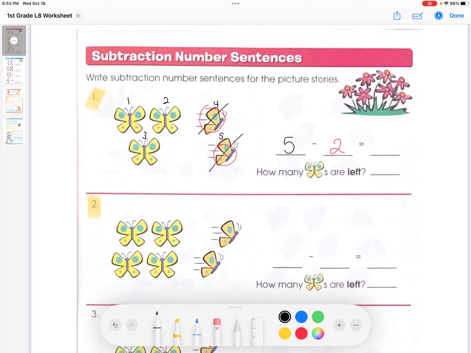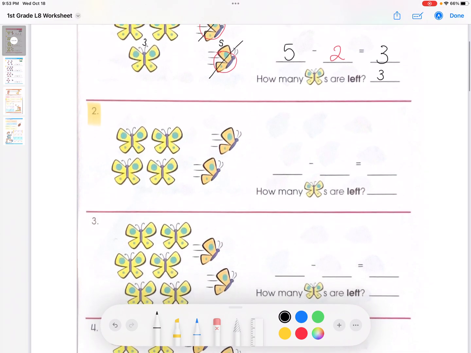Then we have 1, 2, 3 left. So 5 minus 2 is equal to 3. How many butterflies are left? There are 3 butterflies left. So let's move on to number 2.